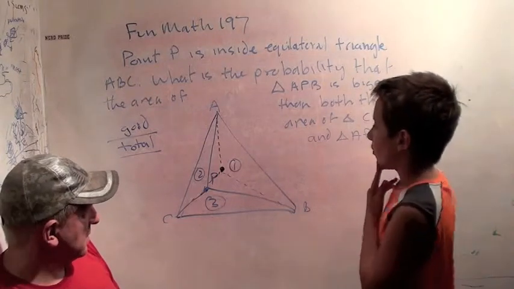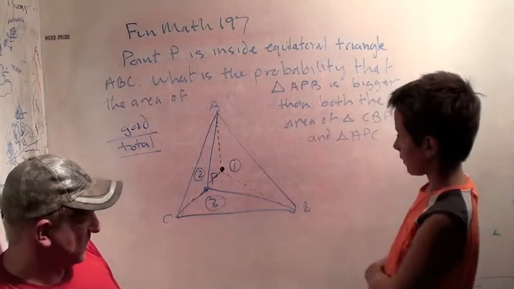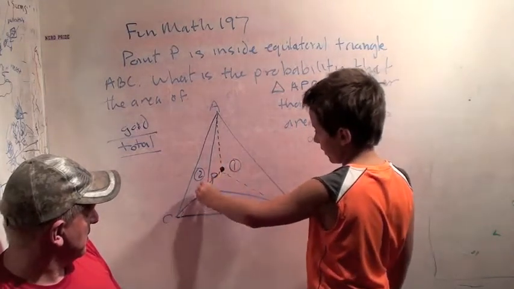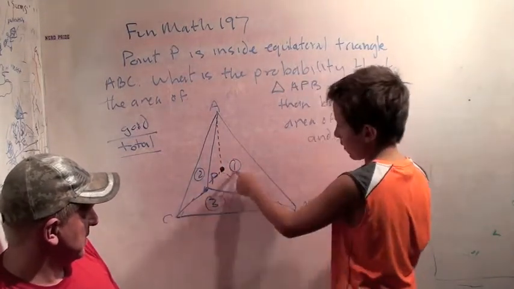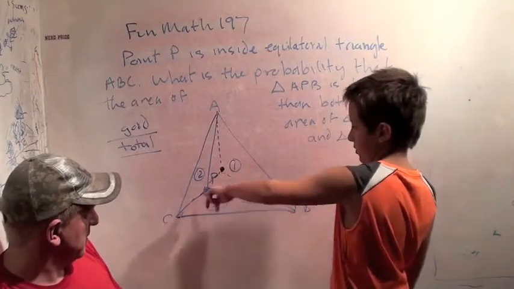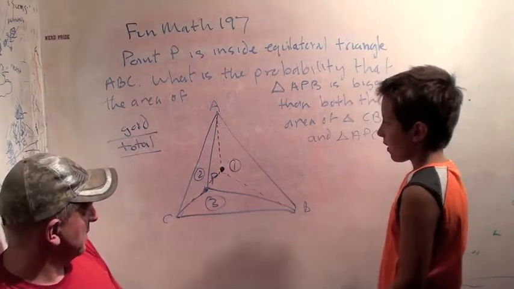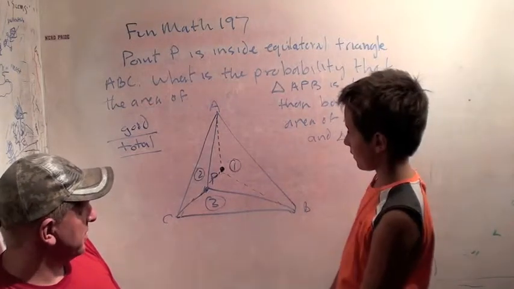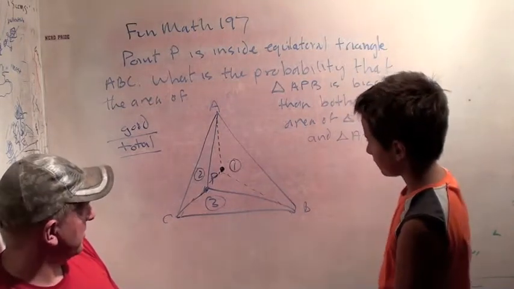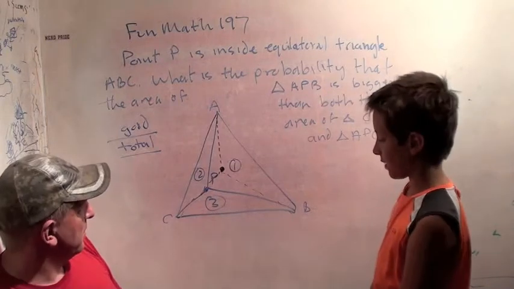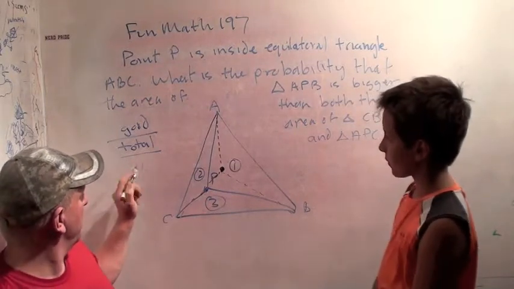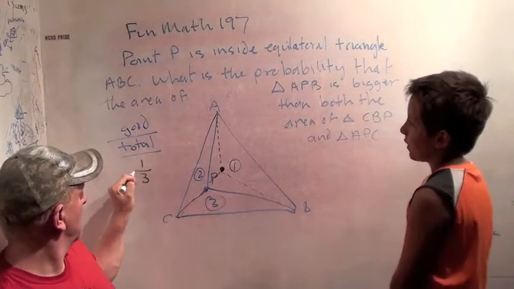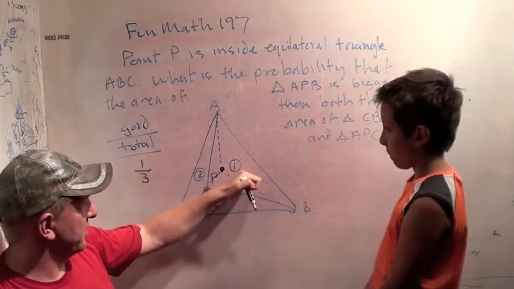Well, now if P's in the middle, and we move P along this dotted line, it'll make triangle 1 bigger and triangles 2 and 3 smaller. But if we move it along the other lines, it'll make 2 and 3 bigger and 1 smaller. Okay, so what does that give you a hint as to what the answer might be? Maybe 1 out of 3. Okay, it looks like 1 out of 3 times triangle 1 is the biggest.